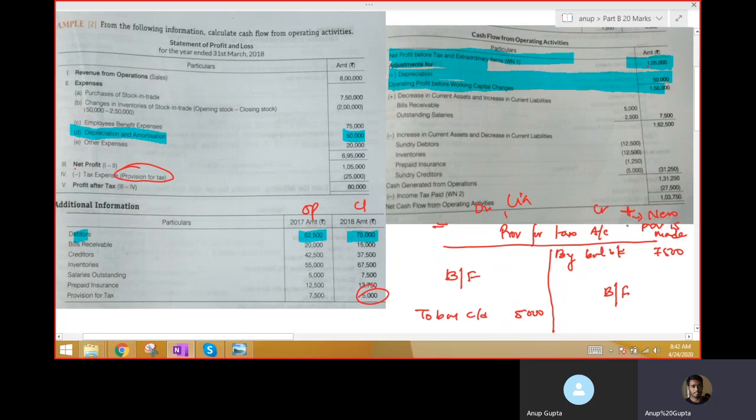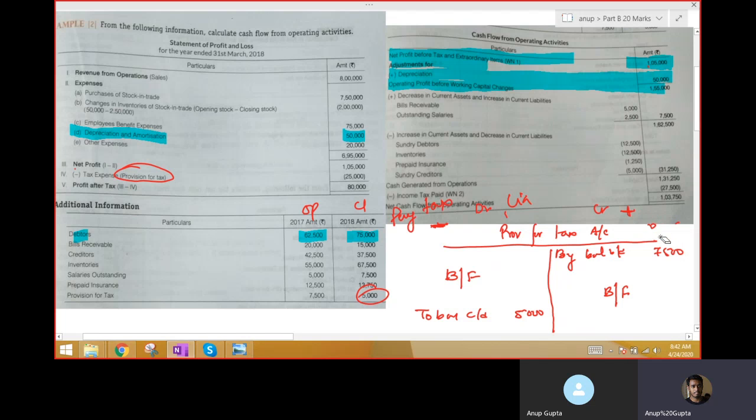Provision is made, so provision will obviously increase, and provision is a liability. Increase in the liability will be credited. When will the provision be subtracted? When you pay the tax, not when you are making provision for the purpose of paying it in the future. When you pay tax, obviously the provision will decrease.